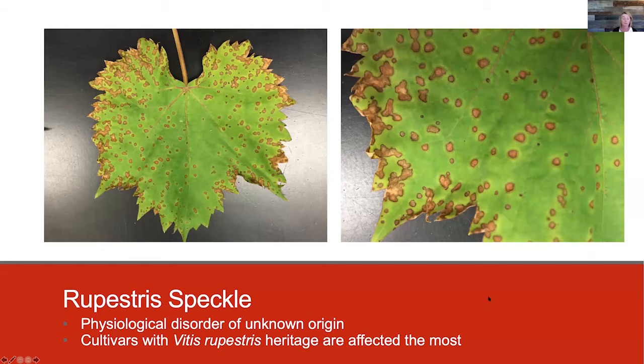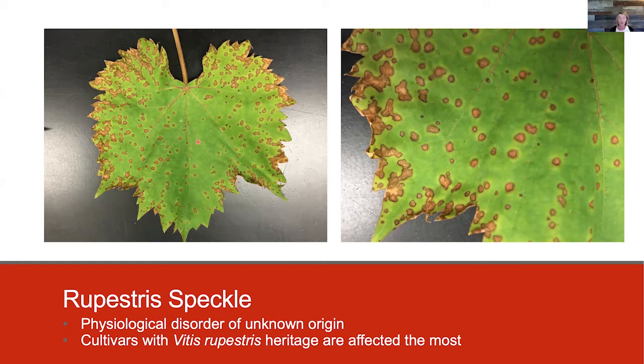So the first one is rupestris speckle, and I think probably most growers are familiar with this. It's basically an unknown physiological disorder that causes these necrotic spots on the leaves. And generally the spots are fairly uniform. So if you look here, I'll switch out my pointer here. But if you look here, these necrotic spots, there's slight chlorosis or yellowing around it, and they seem to be fairly uniform on the plant.